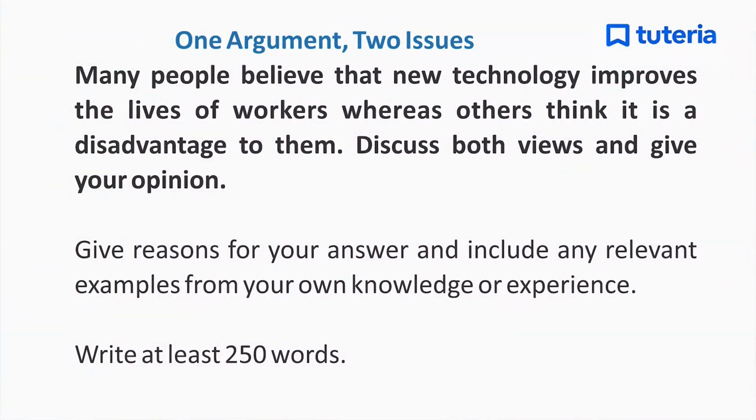Okay, yeah, so let's check the first question quickly. Many people believe that new technology improves the lives of workers, whereas others think it is a disadvantage to them. Discuss both views and do what? And give your own opinion. Can we all see it? That's the first. Then the second.